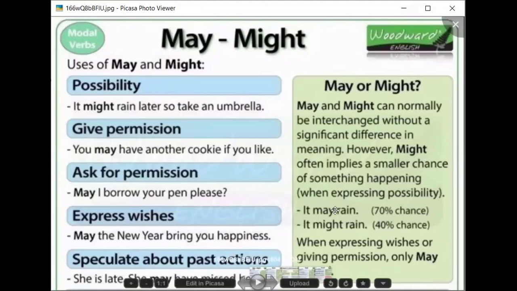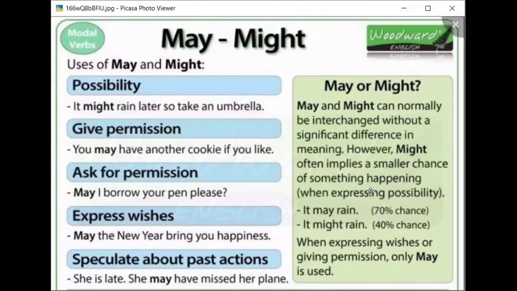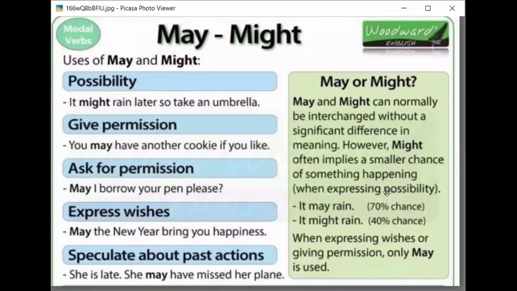Okay, so as Minahil read to us, there is a difference between the chance, meaning may and might. There is a little difference between them. When you are using may, you have a 70% chance that something would happen, and if you are using might, then 40% chance. So example, it may rain, meaning there are 70% chances, there are more chances. But if you say it might rain, then 40% chance, less chance.